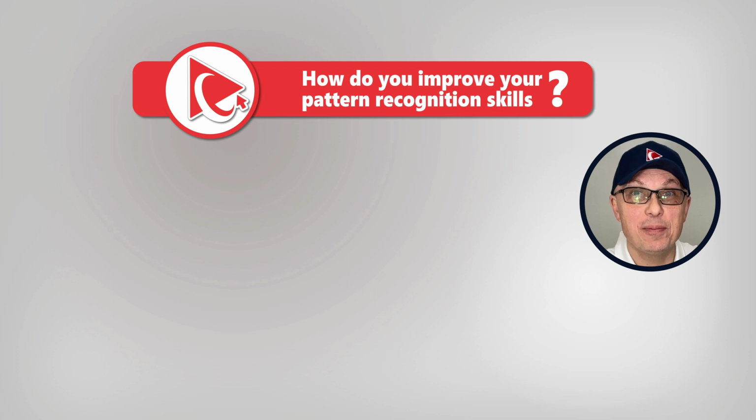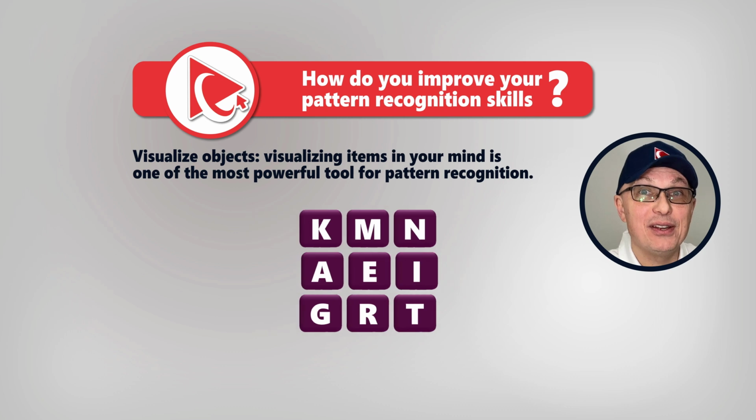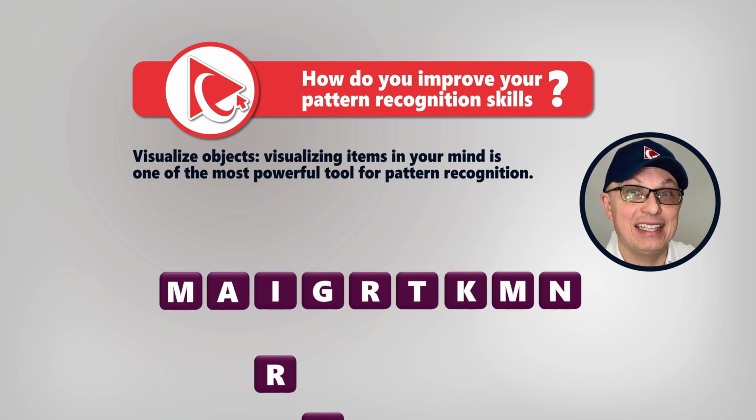One of the most common questions on this channel is how to improve your pattern recognition skills. One of the techniques I'd like to share with you is visualizing the objects. You can use your imagination to visualize items in your mind, and this is one of the most powerful tools in pattern recognition. In this example, you're required to build an English business word, and you can mentally move the letters to come up with the answer. Let's take a close look. By visualizing the answer in your mind, you can connect the letters to get to the correct answer, which is the word marketing.